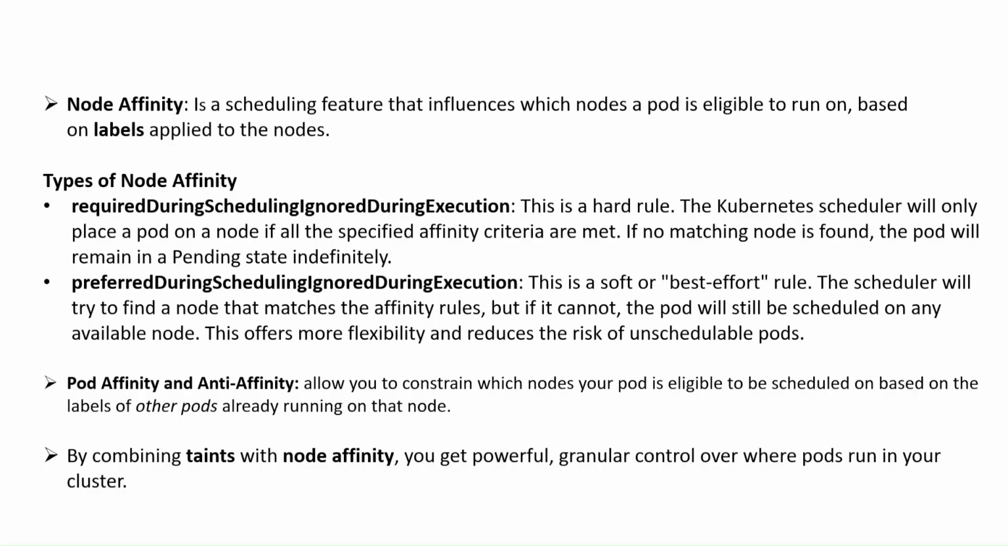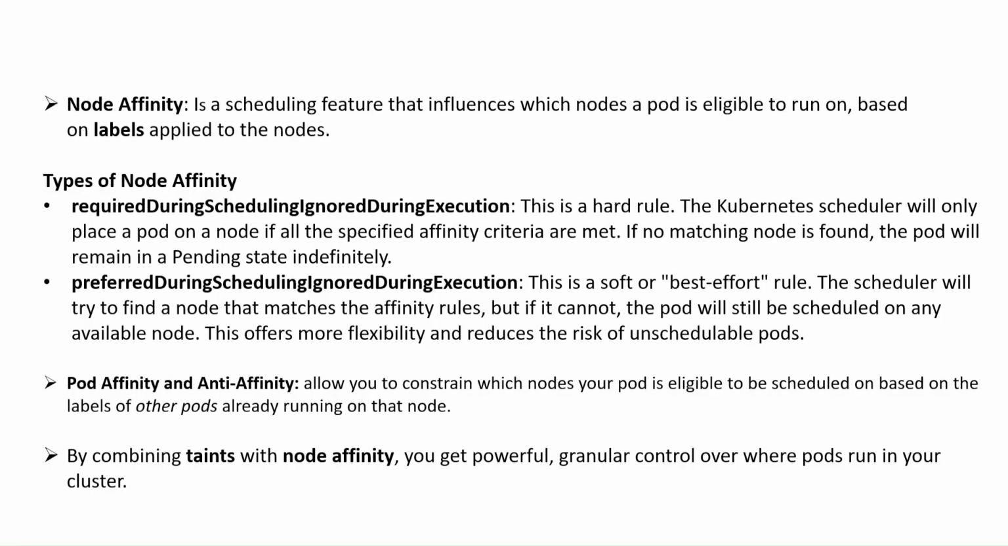Now, similar to node affinity, there's also pod affinity and anti-affinity. These basically allow you to constrain which nodes your pod is eligible to be scheduled on, but based on the labels of other pods running on that node. But as part of today's demo, we'll only be focusing on node affinity. By combining taints and node affinity, you get powerful, granular control over where your pods run in your cluster.